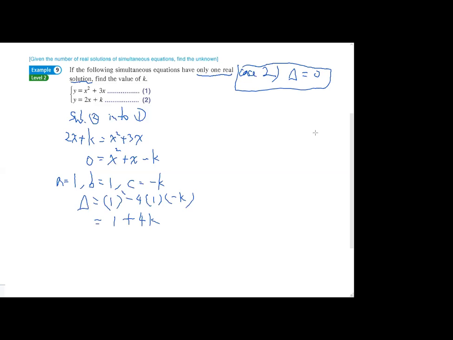But the question tells us that there is only one real root. Therefore, we can say that our delta should be exactly equal to 0. And that is how we can set up an equation to calculate the value of the unknown k. So 4k is equal to negative 1, and then k will be negative 1 over 4. And that is how we can find the value of k.